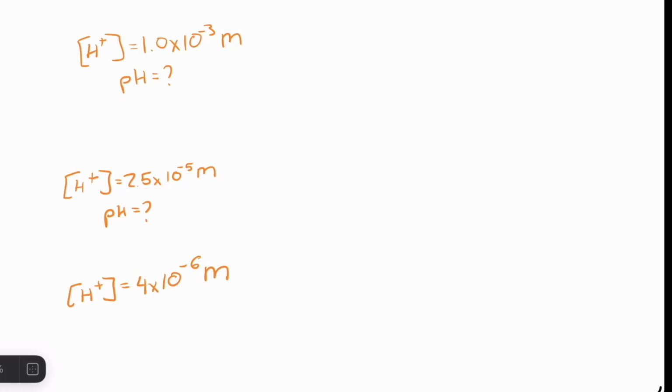If we have a proton concentration of 1.0 times 10 to the negative 3 molar, what is the pH going to be? In order to find this, we have to know what the conversion between H plus concentration and pH is. Our pH is equal to the negative log of our H plus concentration.